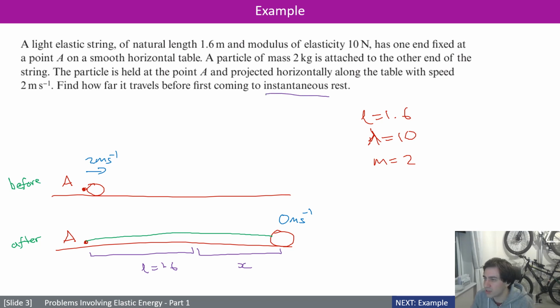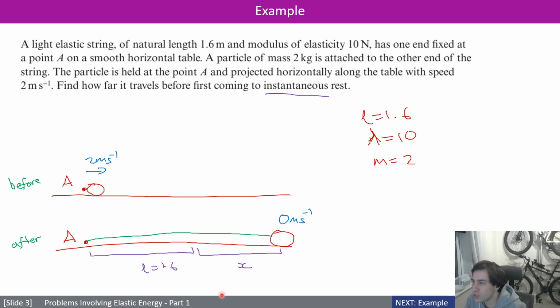This object, which has been projected to the right, only instantaneously comes to rest. It's going to bounce back to the left again. So this after image here is just a moment in time, an instantaneous moment in time. Object's going to go flying back to the left.